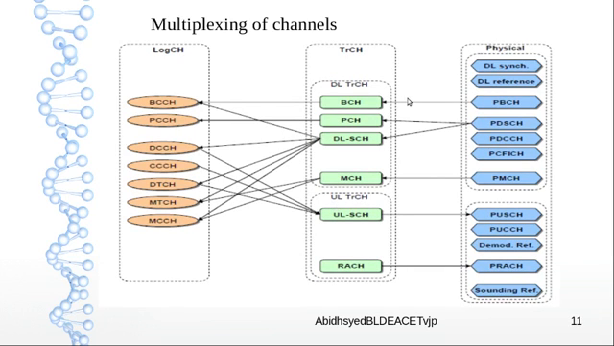Different types of channels are multiplexed, say the broadcast channel and physical control channel, then those are multiplexed to the transport channel, then those channels are multiplexed to the physical channel. We already saw this in our earlier discussion. So this is all.